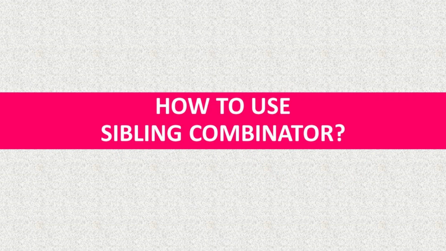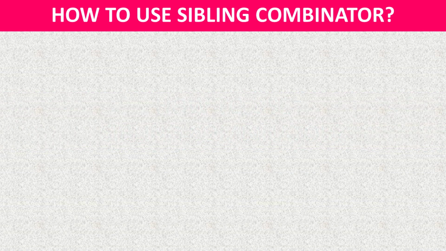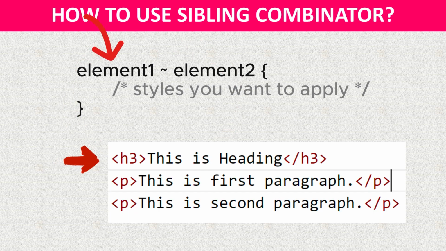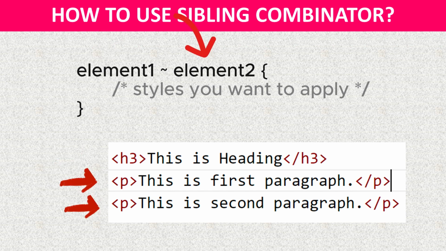Now let's see how to use the General Sibling Combinator with the help of a few examples. The General Sibling Combinator is written with a tilde symbol. Here's the basic format. Let me explain. To use the General Sibling Combinator, you need two selectors. The first selector specifies the element that comes before the siblings you want to style. The second selector is the element you actually want to style, all its siblings after the first element.